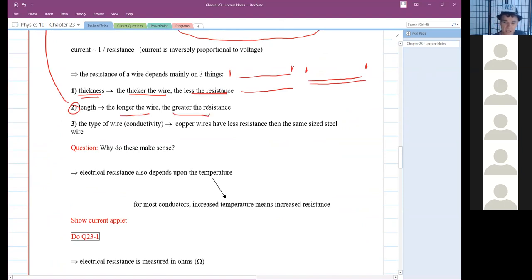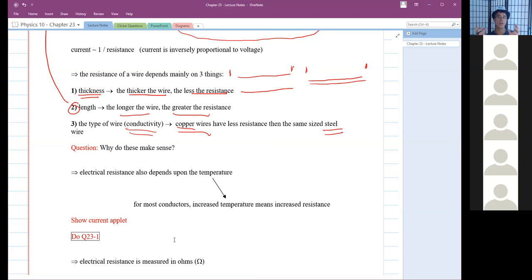And then the very last thing is it depends upon the type of wire. We call this conductivity. Copper has a certain conductivity. Gold has a certain conductivity. Aluminum has a certain conductivity. It's just the number that describes how good of a conductor something is. So in general, copper has less resistance than steel. If I had two wires that were exactly identical, same length, same thickness, but one was made of copper, the other of steel, the copper wire would have less resistance.